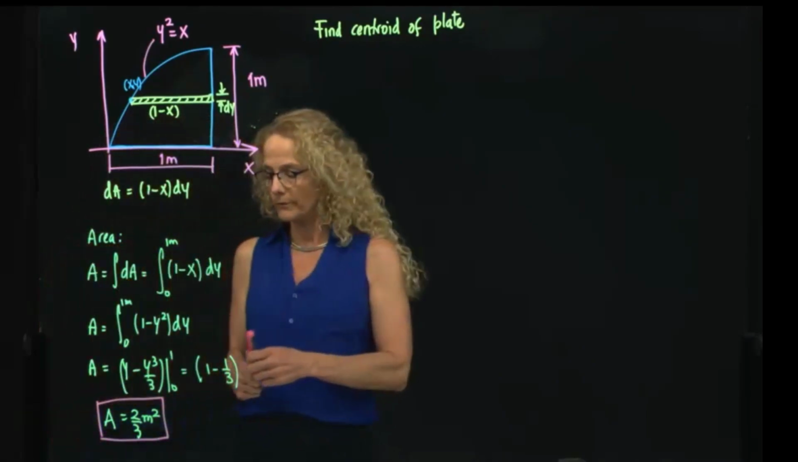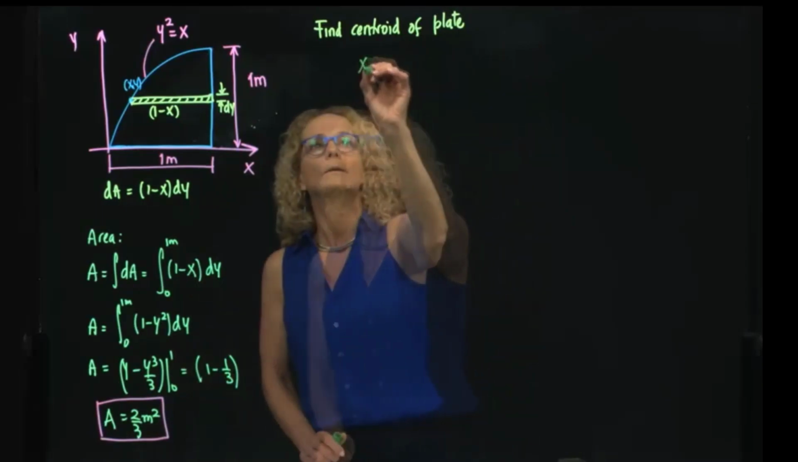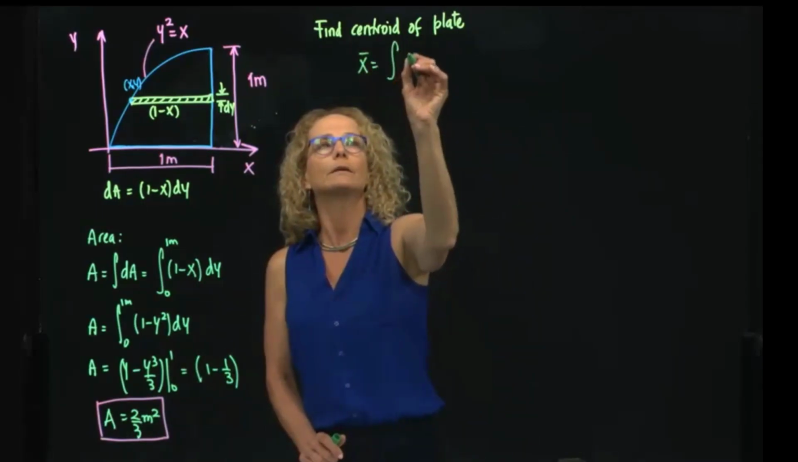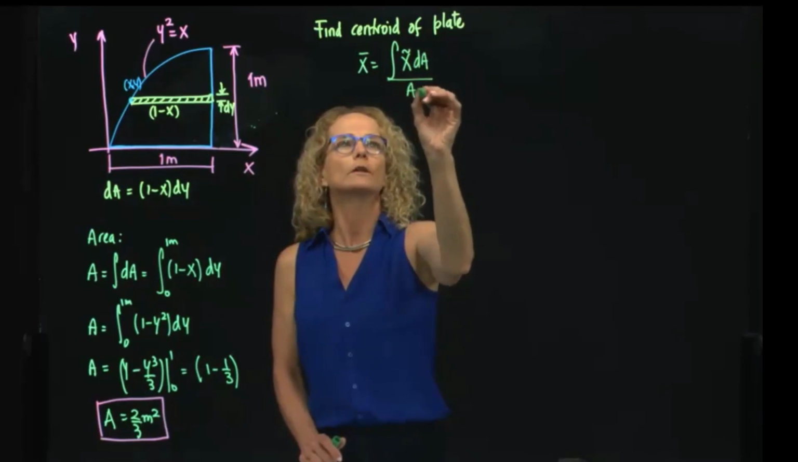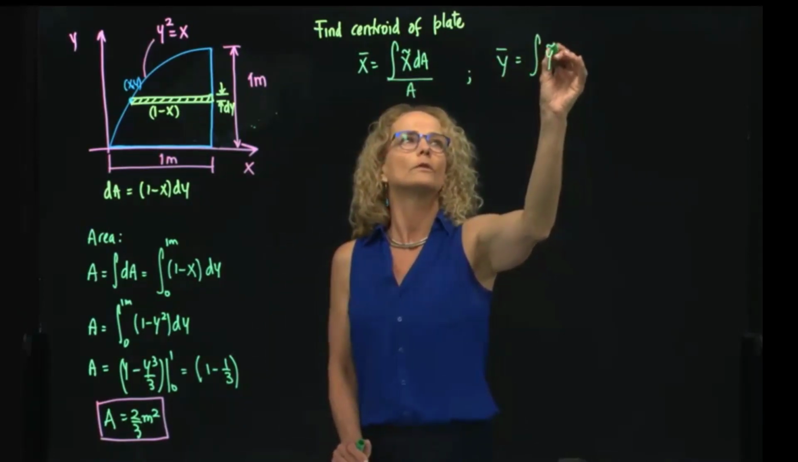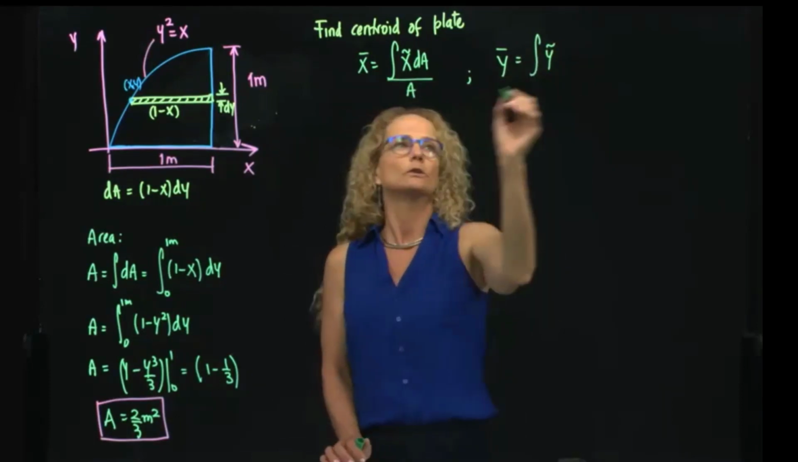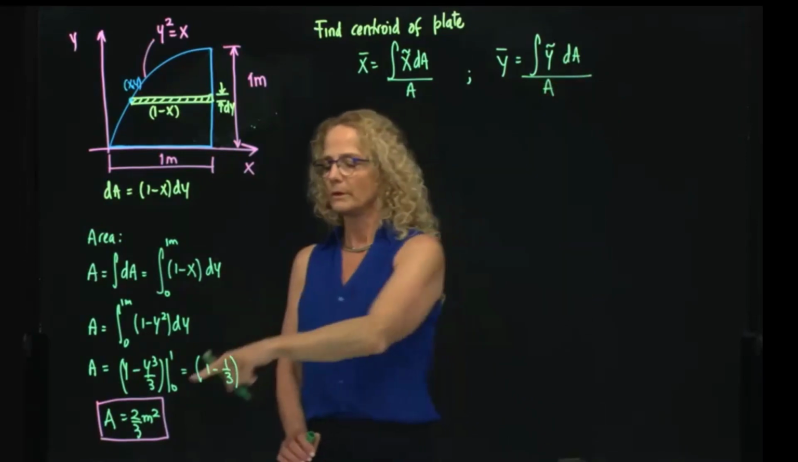Let's now find the centroid. The definition of the centroid: x bar will be equal to the integral of the centroid of that differential of area over the total area, and y bar will be the integral of the centroid of that differential of area divided by the area. And I already found the area.